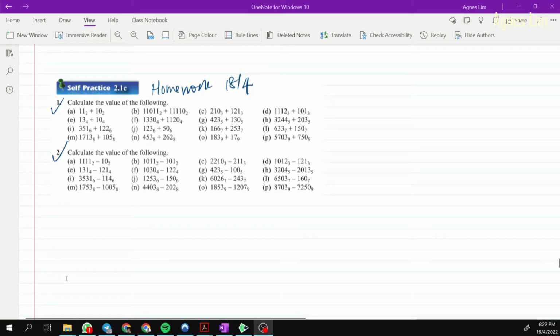So the other day I gave you homework to complete, which is self-practice 2.1c, number 1 and number 2. If you have a problem, you come and ask me on WhatsApp. So we take a question to see if you got it correct or not. Which question should we do?